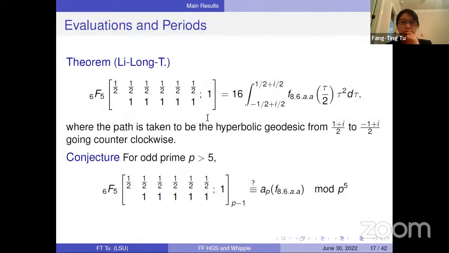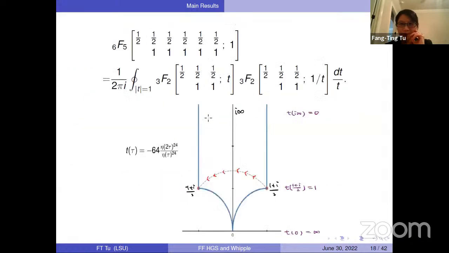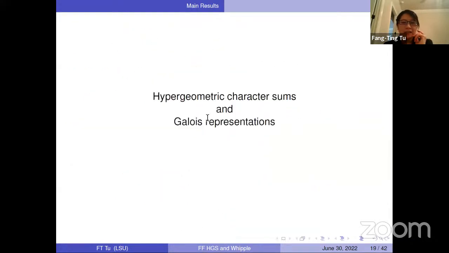So for 7F6, we use a similar idea, but it's a little bit more complicated. So I will skip the detail here. Okay. Now it's about time to talk about the Galois representation. So before I proceed, any questions? No? Okay.